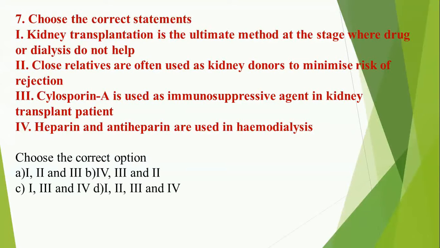Statement 3, cyclosporin A is of course an immunosuppressive drug used in patients during kidney transplantation so that the rejection factor is minimized. Statement 4, yes, heparin and antiheparin both are used during hemodialysis because we need both clotting of blood as well as the anti-clotting factors for circulation of the blood. So now, giving a pause, we know all the 4 statements are right. So of course the answer is D because all 4 statements 1, 2, 3, 4 are right.